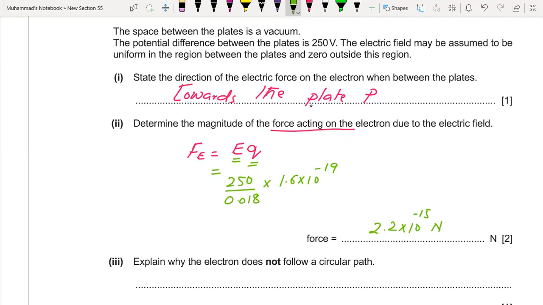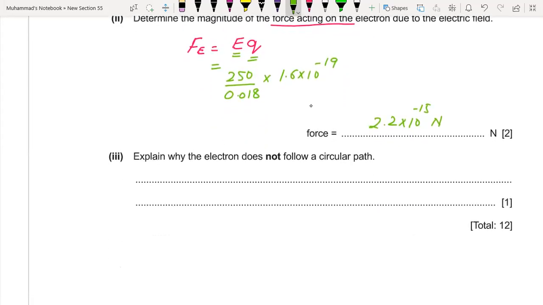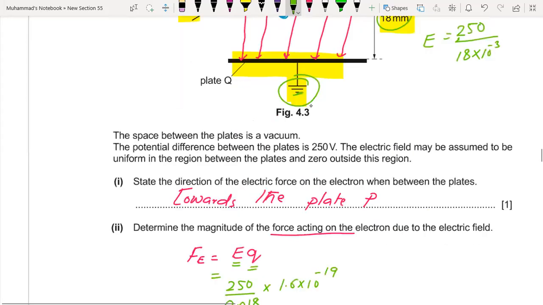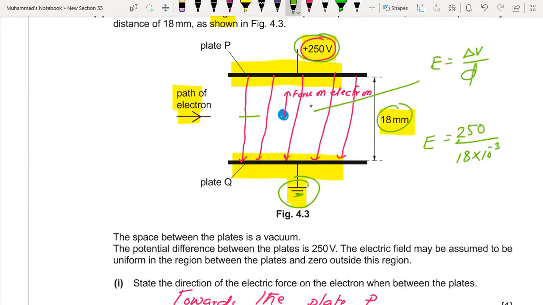Explain why the electron does not follow a circular path. For circular path, force should always be towards a single point. Force should always be perpendicular to the velocity. When electron moves in the magnetic field, it follows a circular path. But when electron moves in electric field, the direction of force will always be in upward direction. Over here, direction of force is this, this, this, this. So the direction of force is not changing. The force is towards the same direction. It is not perpendicular to the velocity.